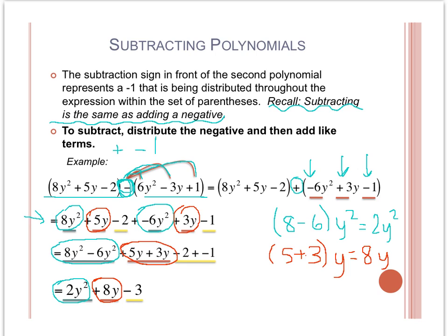Now, our last terms that we notice in common are our constant terms. So we have a negative 2 and a negative 1 that are being added together. So, as you see right here, negative 2 plus a negative 1 will give us a negative 3. So our final answer is 2y squared plus 8y minus 3.